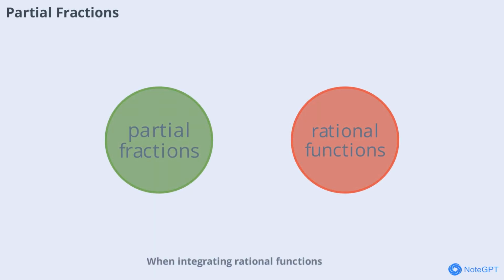When integrating rational functions, breaking them into partial fractions can make the process much easier. By expressing a complicated fraction as a sum of simpler ones, you can integrate each part separately. This technique is especially helpful for functions with polynomial numerators and denominators.